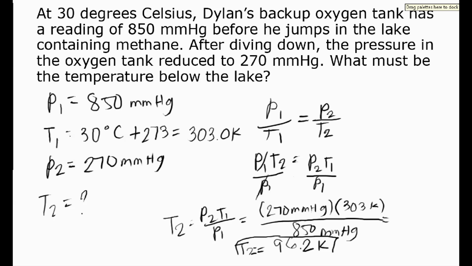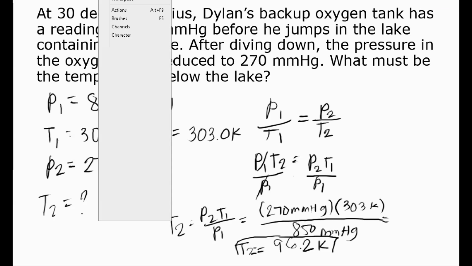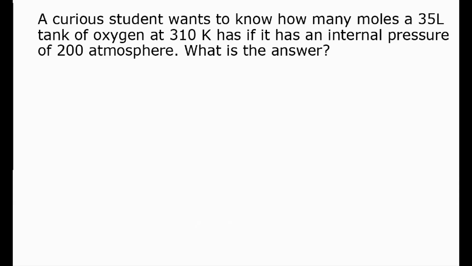So let us now proceed to the fourth question, which is another gas law. A curious student wants to know how many moles are in a 35-liter stack of oxygen at 310 kelvins if it has an internal pressure of 200 atmospheres. In this problem, we are given the volume, temperature, and pressure. We are asked to get the number of moles of the container. Therefore, we must use the ideal gas law, as it is the formula which contains all of the four values.